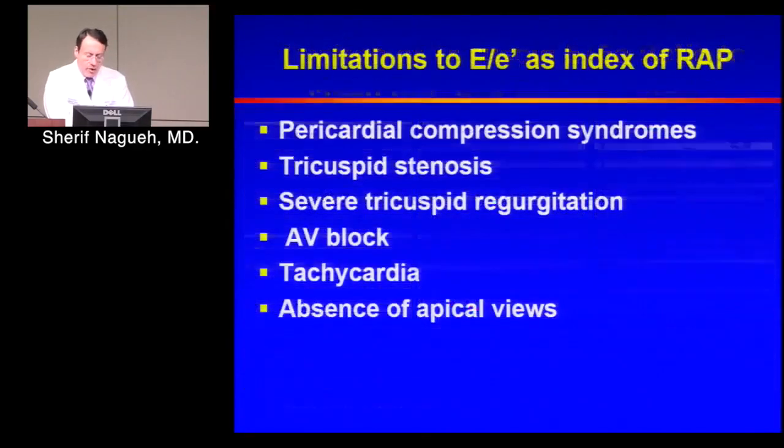Limitations to using E to E prime ratio as an index of RAP include pericardial compression syndromes, tricuspid valve disease, patients with arrhythmias, and absence of apical views. This is a summary table.